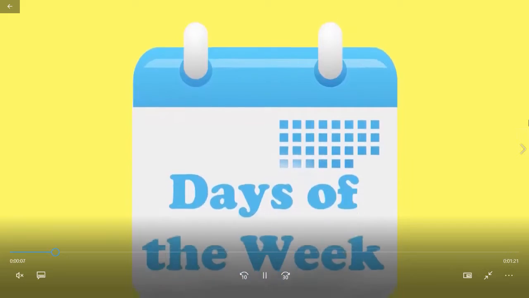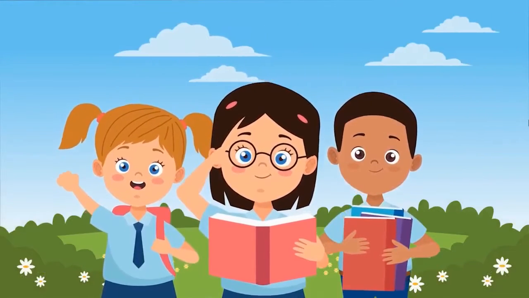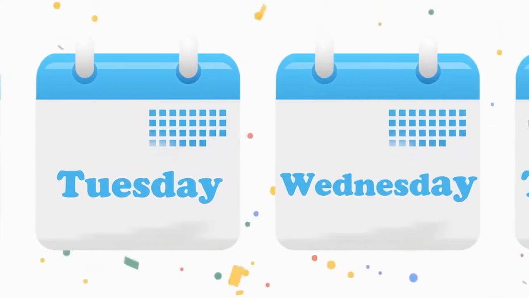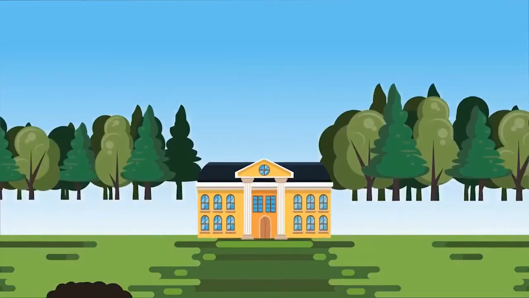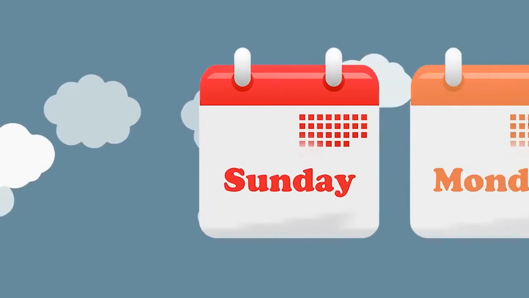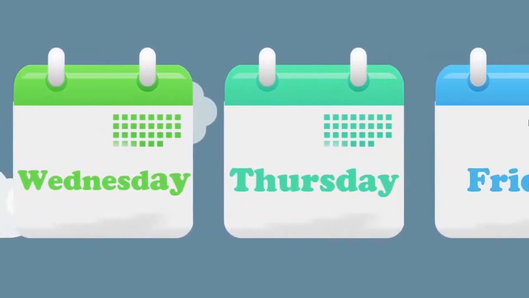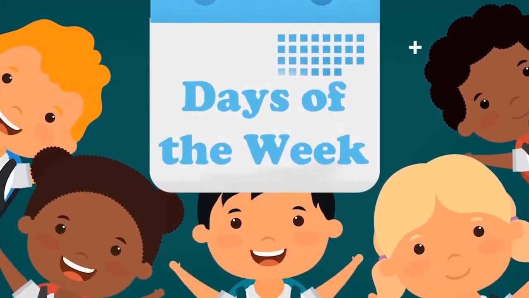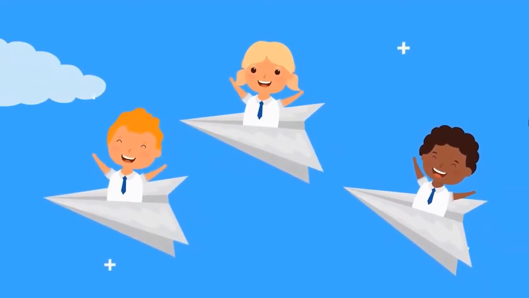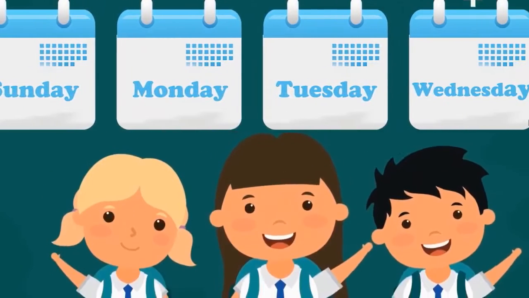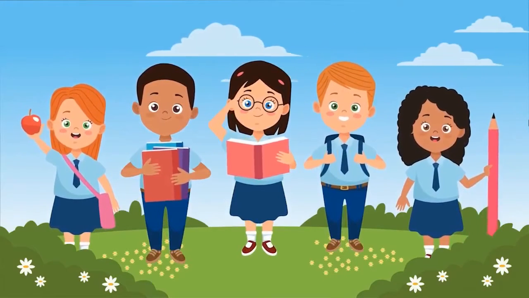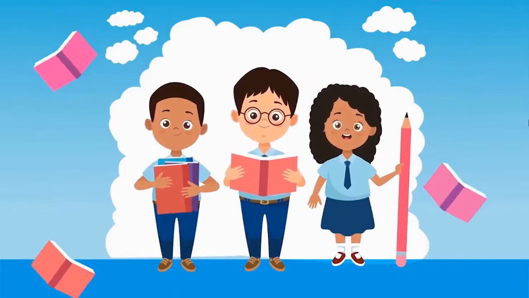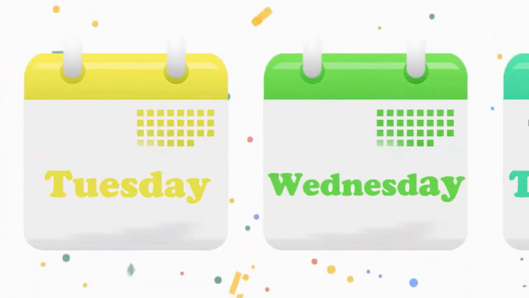Days of the week, days of the week. There's Sunday and there's Monday. There's Tuesday and there's Wednesday. There's Thursday and there's Friday. And then there's Saturday. Days of the week. Sing with me now. There's Sunday and there's Monday. There's Tuesday and there's Wednesday. There's Thursday and there's Friday. And then there's Saturday.